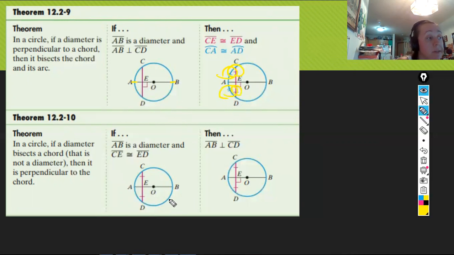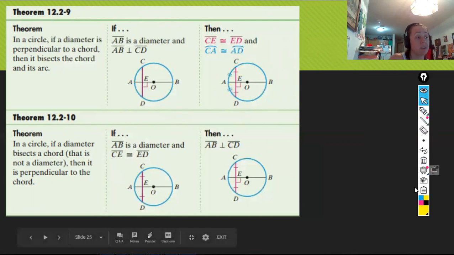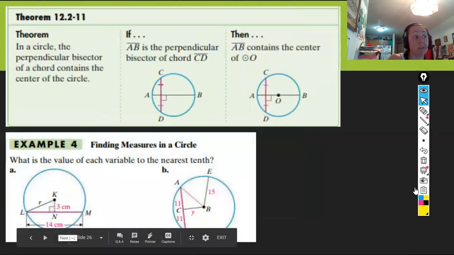Same deal here. If you have a diameter and it actually splits that chord, then it means it's perpendicular. So it has to be perpendicular for it to cut it in half like that.